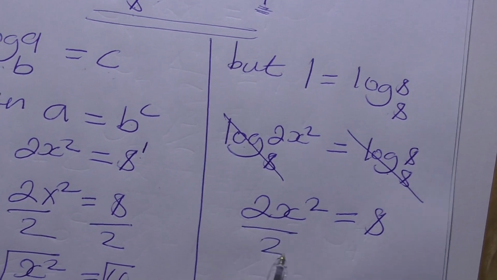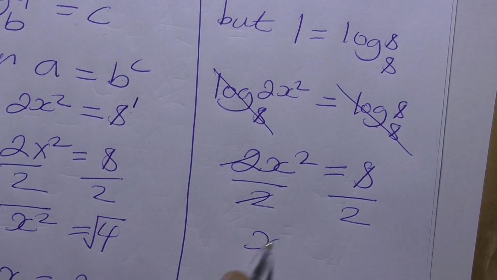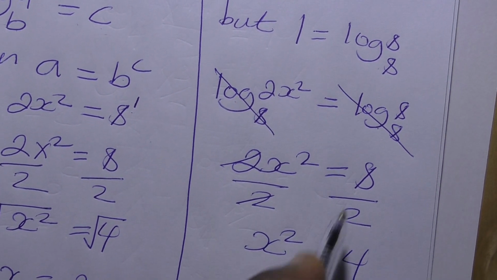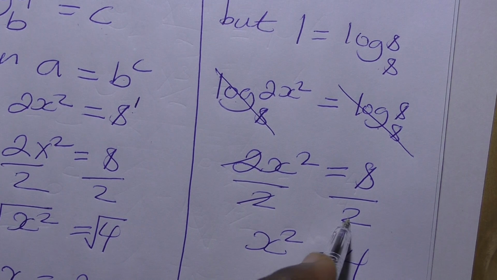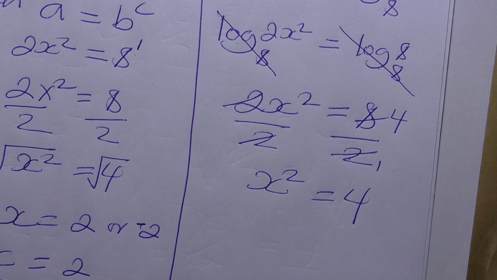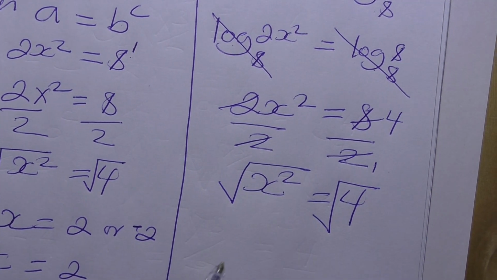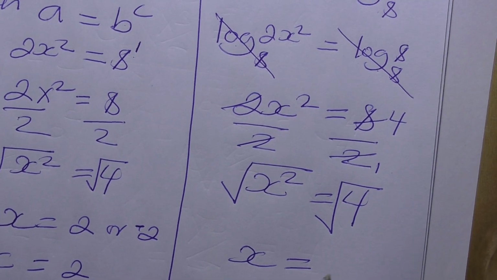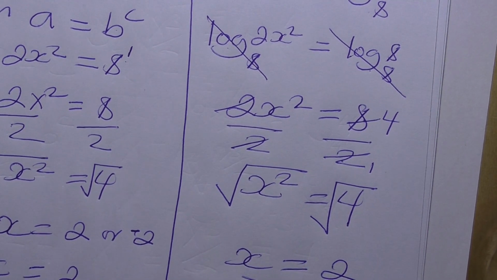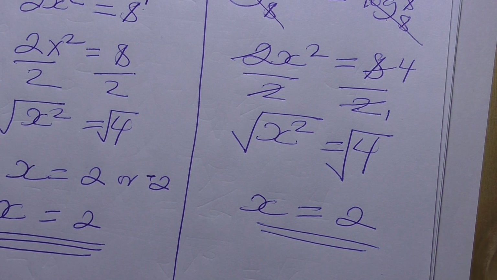We divide by 2, we end up with x squared equaling 4. That is 8 divided by 2. And then we get the square root of both sides, hence giving us x as 2, just like before. So those are the two alternatives of finishing such a number.